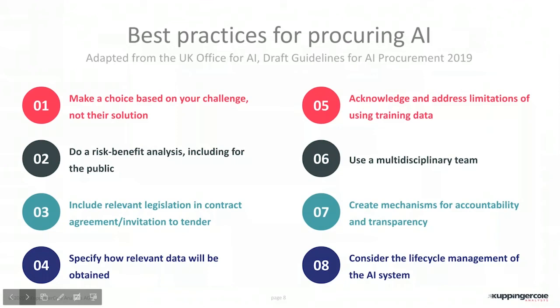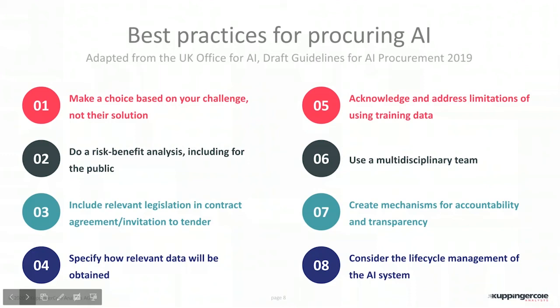So best practices also exist for procurement in particular. So there are 10 steps composed by the UK Office for Artificial Intelligence to consider when procuring an AI solution. These have been slightly adapted and make a good base for approaching a vendor who could provide AI capabilities. So first is to make a choice based on your challenge, not their solution. So don't get suckered into the trap of fitting a really impressive solution to a problem you don't have.